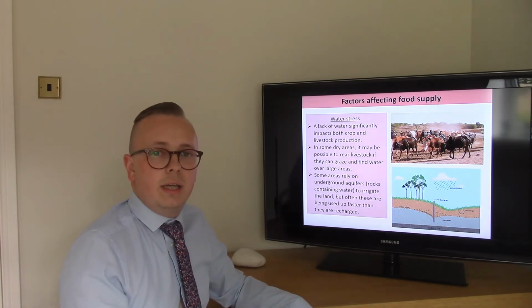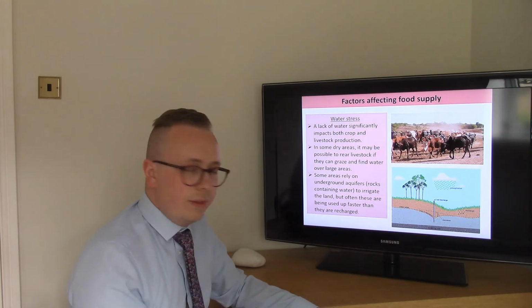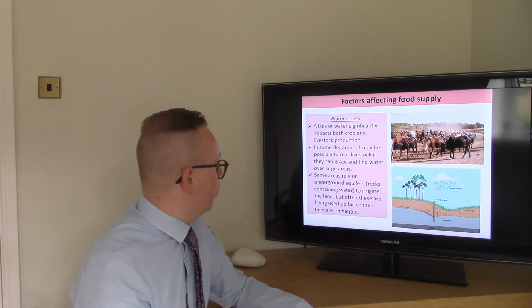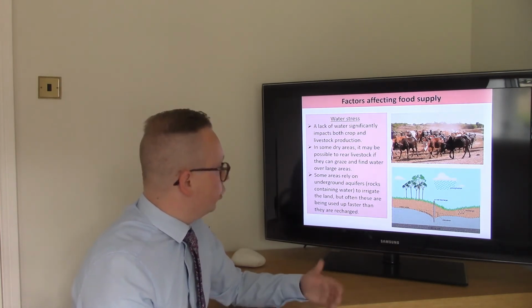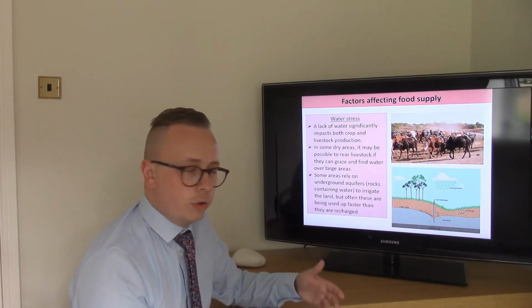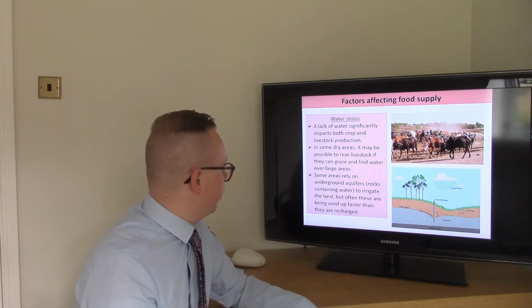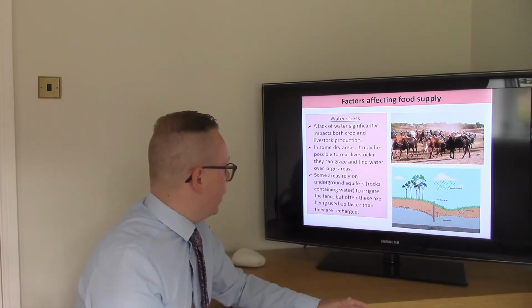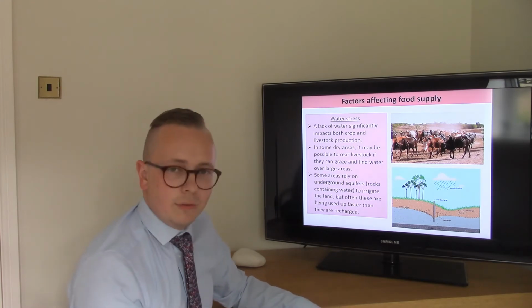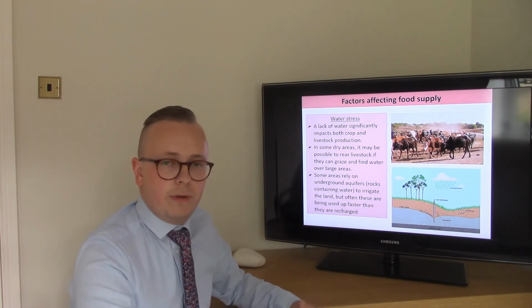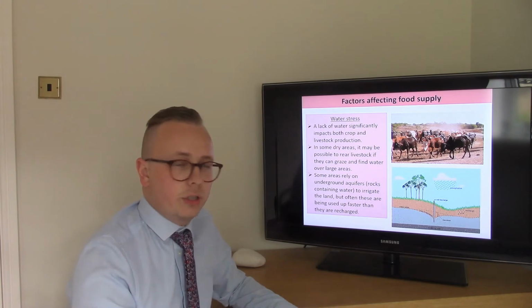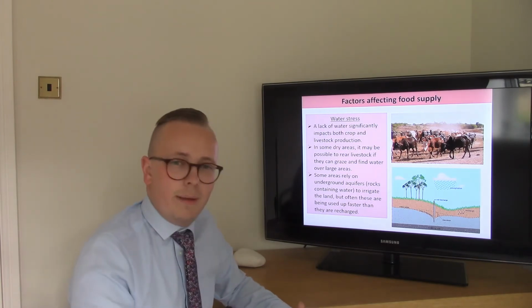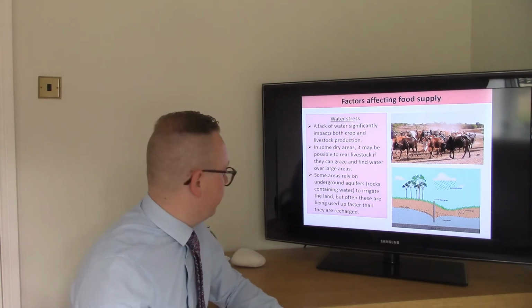Another factor is water stress. We've already said that water is really important in terms of crop growth, and having a good, reliable water supply is important for both your crops and livestock. Now, in some dry areas, it might be possible to rear livestock if you're going to allow them to graze and find their water over large areas. But again, it's not that productive, it's not a very efficient method of farming.